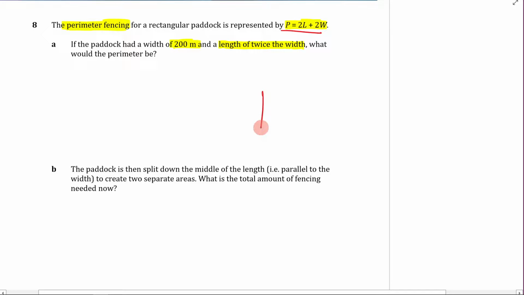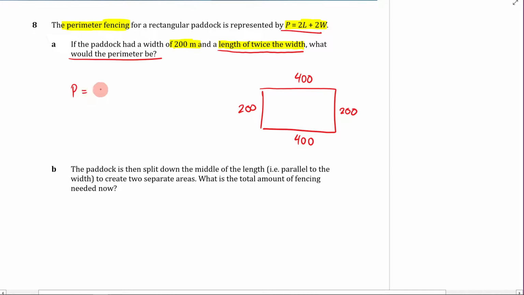So they've told me that the width is 200. Okay, so the width is 200. And then they've told me that the length is twice the width. So that means this is 400. And now it's saying, what would the perimeter be?